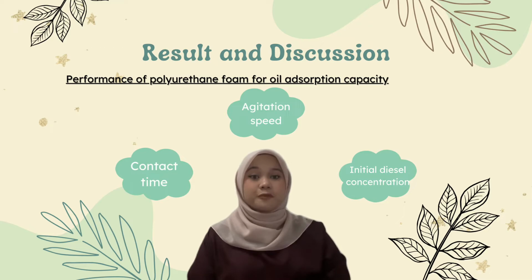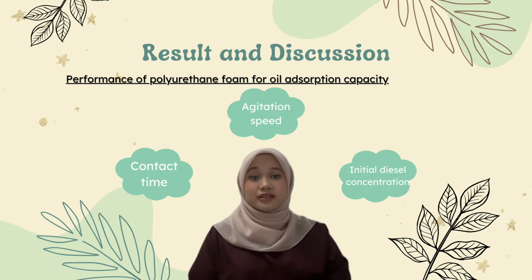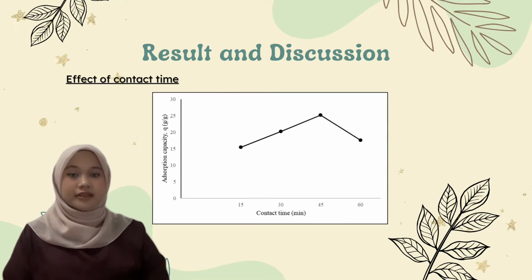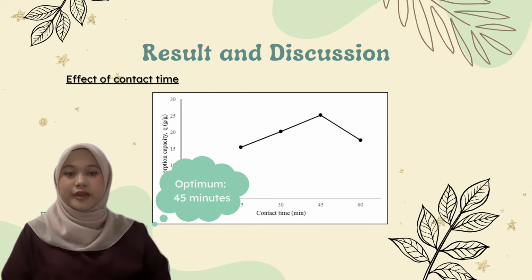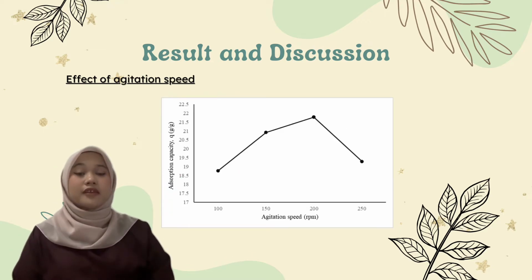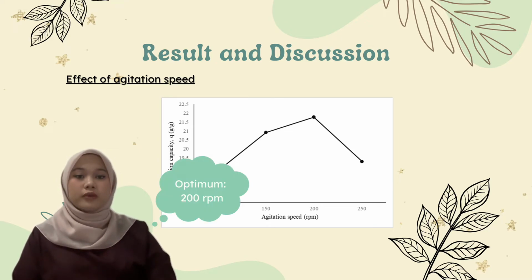For the performance of PUF for oil adsorption capacity, we observed the contact time, agitation speed, and initial diesel concentration. By varying contact time in the adsorption capacity test, the optimum rate observed was at 45 minutes with an adsorption capacity of 25.19 gram per gram. Then, for agitation speed, the optimum rate of adsorption capacity is at 200 rpm with 21.78 gram per gram.